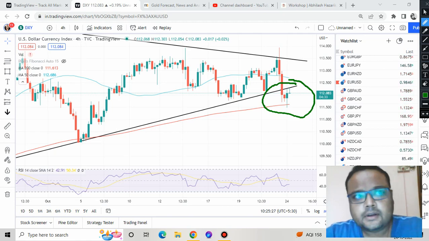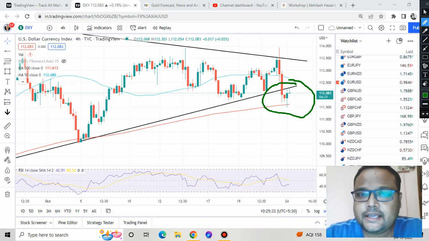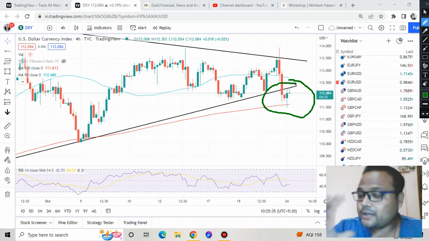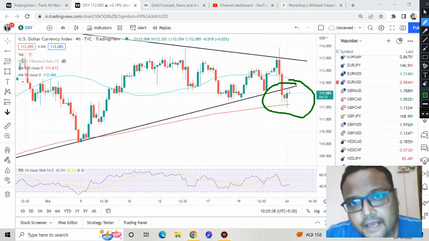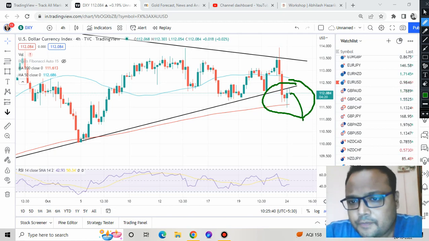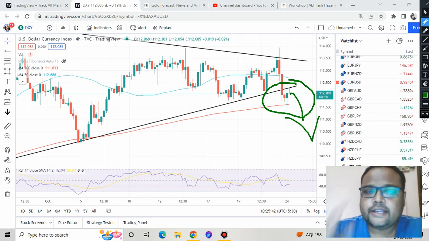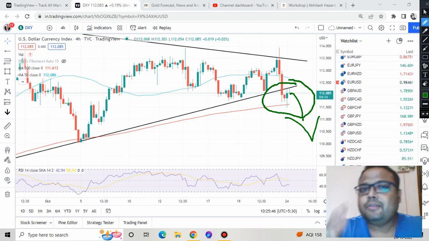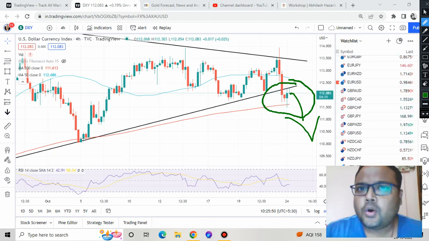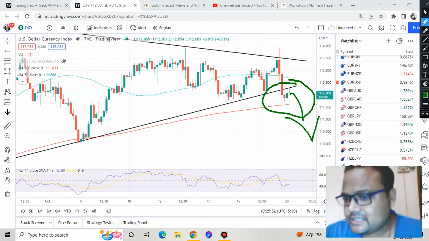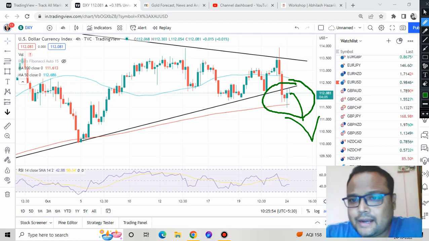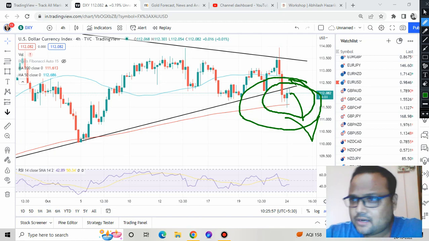If DXY manages to stay above this line, then obviously DXY, or the US dollar, will try to go up again. But during the day, if we see further correction and DXY breaks the 200 moving average and goes down further, then we will see further recovery on the chart of gold, Euro USD, GBP USD and others. So my dear friends, keep your eyes on the chart of DXY.